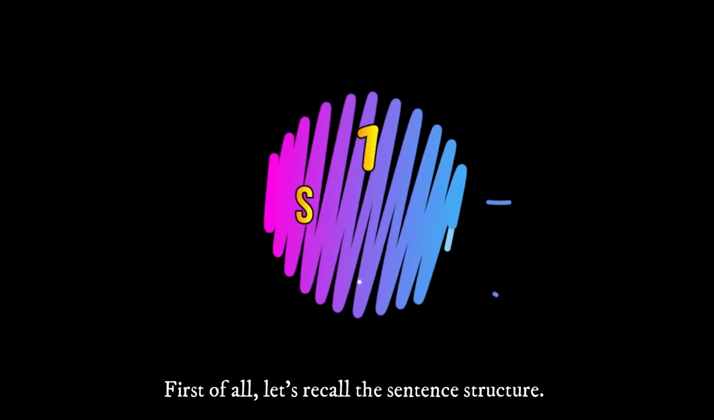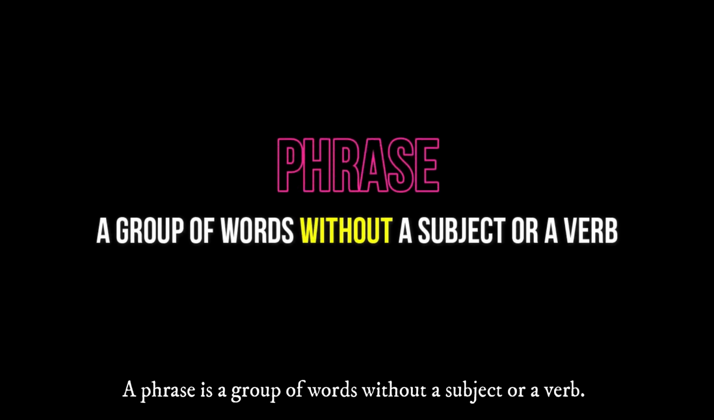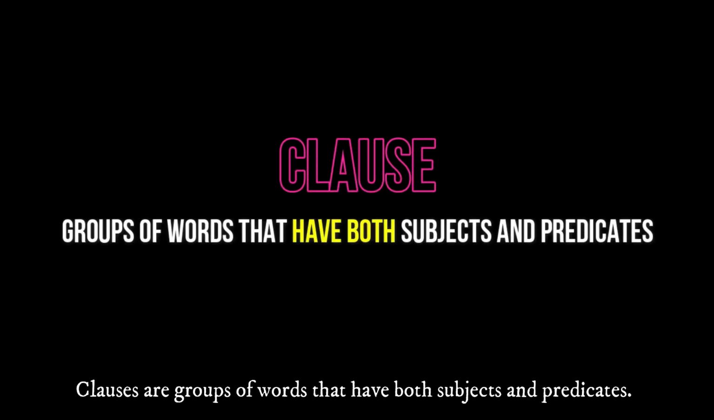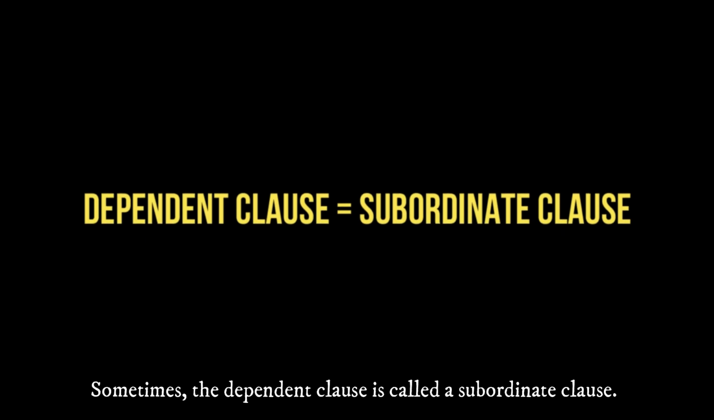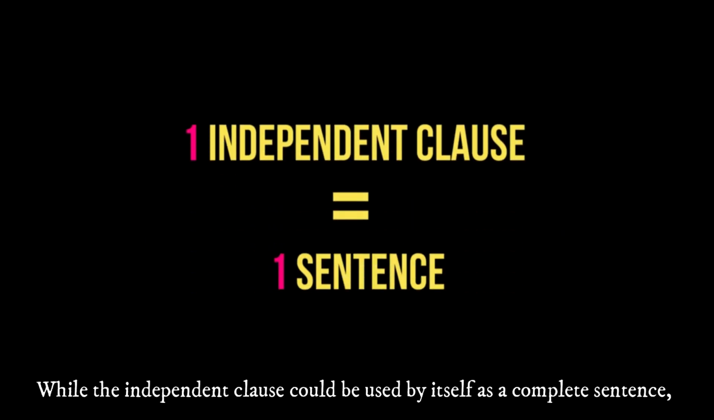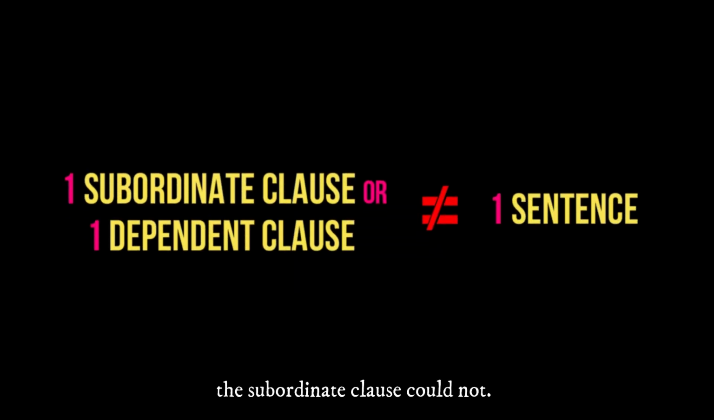First of all, let's recall the sentence structure. A phrase is a group of words without a subject or a verb. Clauses are groups of words that have both subjects and predicates. There are two types, which are an independent clause and a dependent clause. Sometimes, the dependent clause is called a subordinate clause. While the independent clause could be used by itself as a complete sentence, the subordinate clause could not.